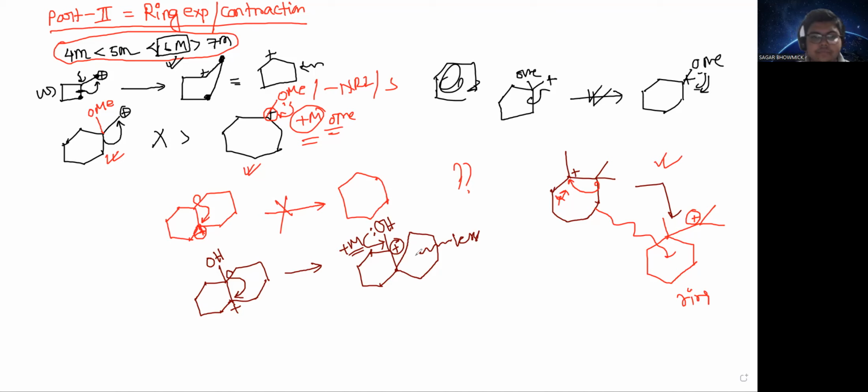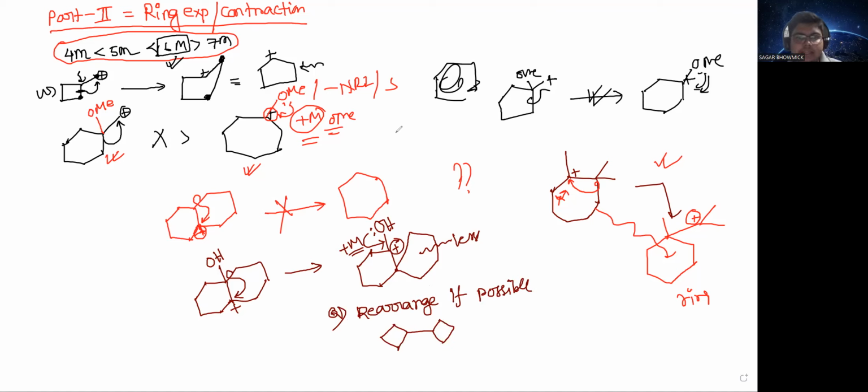Now I have one question for you. The question is: rearrange if possible. I will give you a carbocation, and if rearrangement is possible, you have to do that, and you have to say what the final product is.